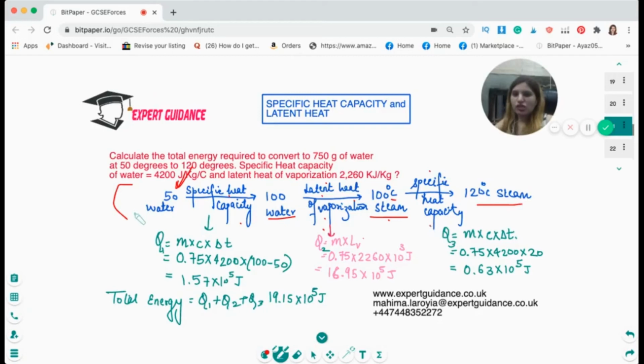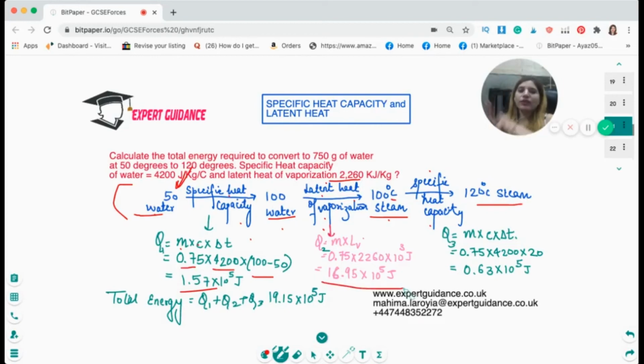So to raise the temperature from 50 degree water to 100 degree water, we'll use mc delta T. My mass is 0.75, specific heat capacity is 4200, temperature change is 50. So the first heat that is required is 1.57 times 10 power 5 joules. To convert 100 degree water to 100 degree steam, it is mass times the latent heat of vaporization, which is 0.75 times 2260 times 10 power 3 joules, which is 16.95 times 10 power 5 joules.